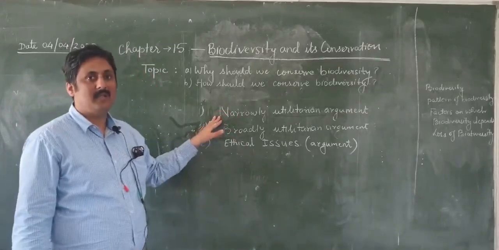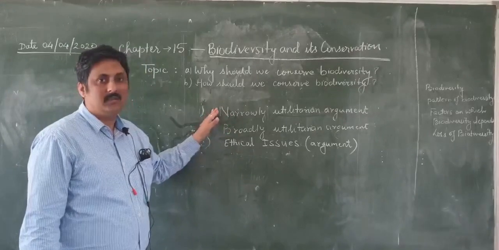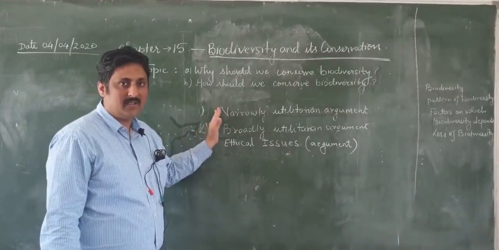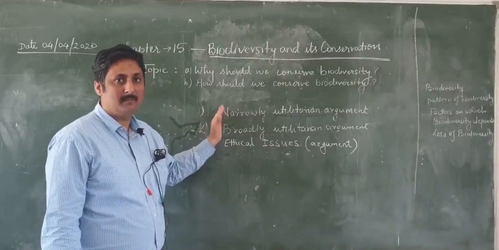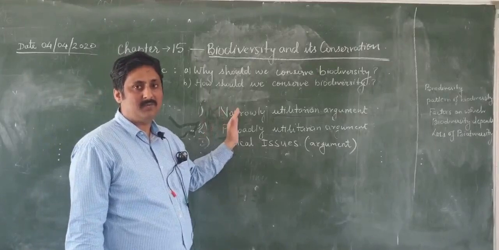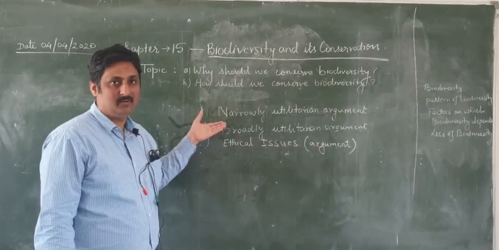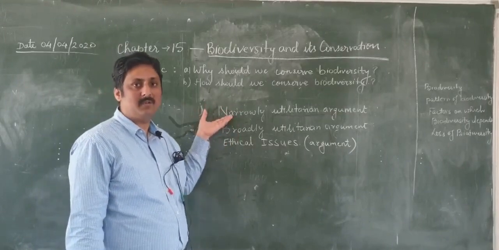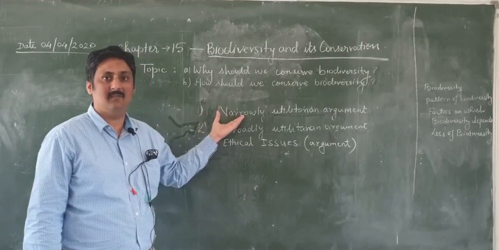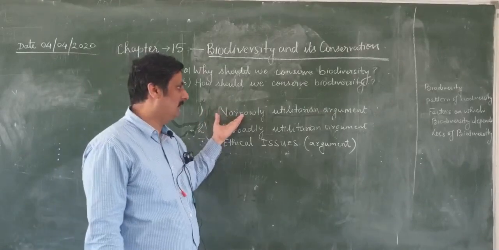Narrowly utilitarian argument, as you know: we know that plants are very important for us in a way that they provide us food, medicines, furniture. About 25% of the total medicines is derived from plants. So naturally, from the economic point of view, plants are very important, and that is the reason why we should conserve plants as well as biodiversity.